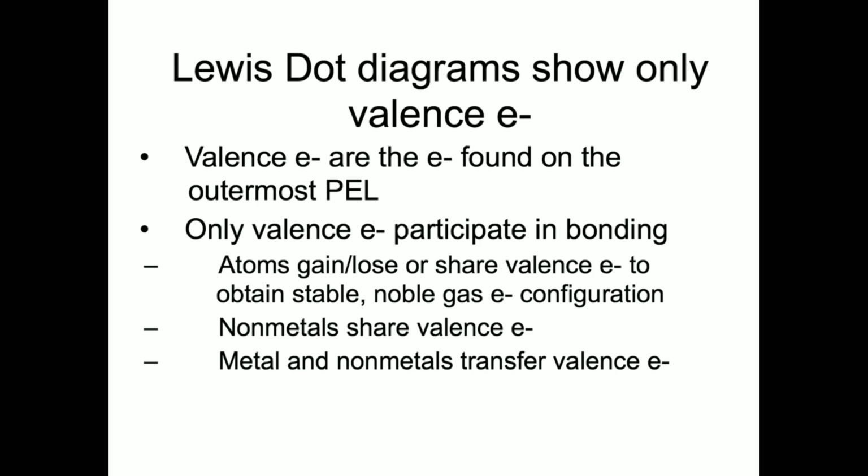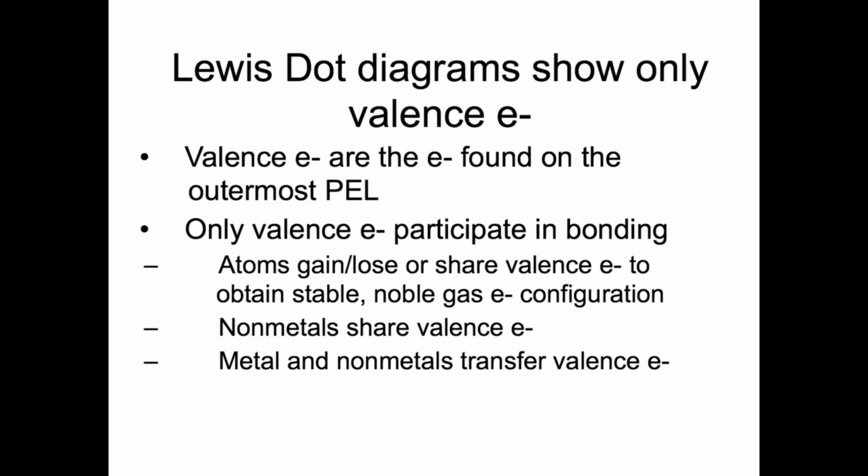Lewis electron dot structures are very useful in chemistry because they just show valence electrons. As we can recall, valence electrons are the electrons in the outermost principal energy level. Those are the electrons furthest from the nucleus. Only these outermost electrons are going to participate in bonding.